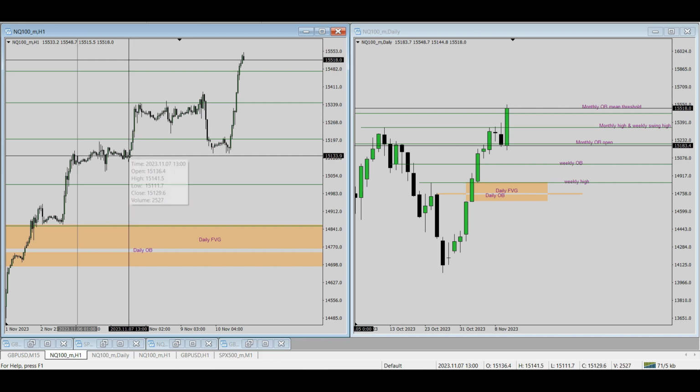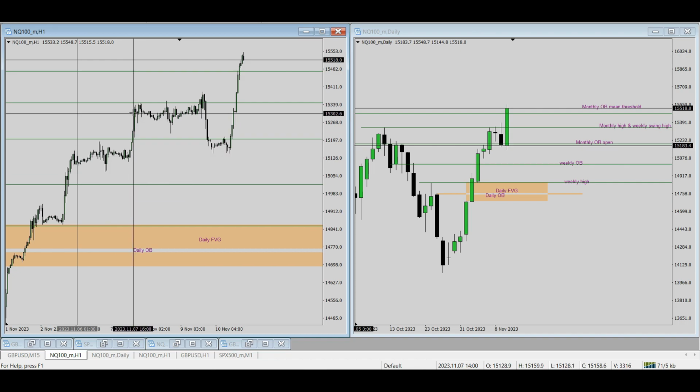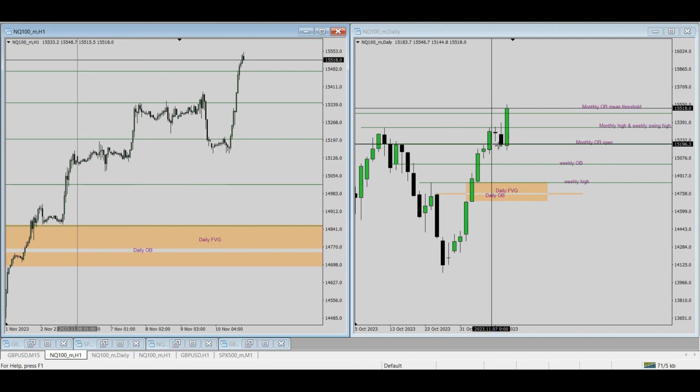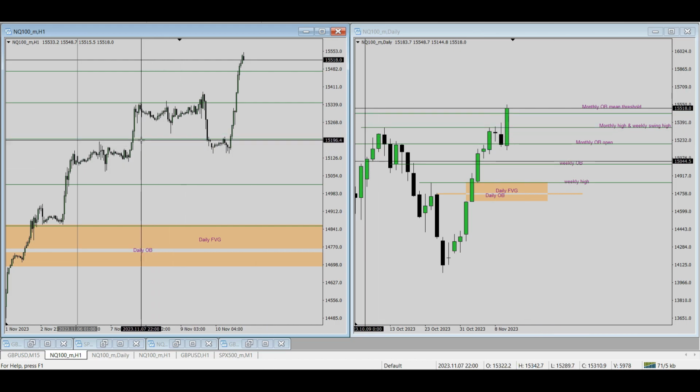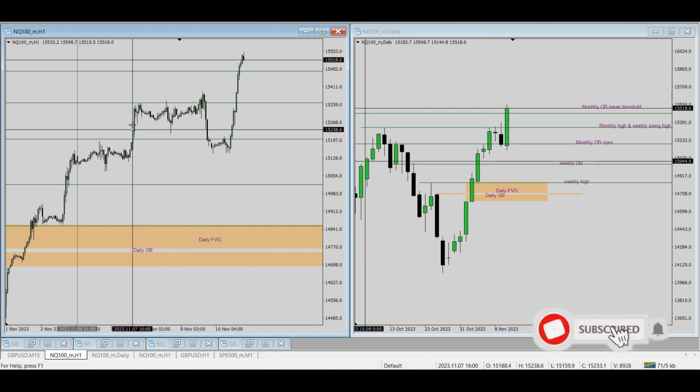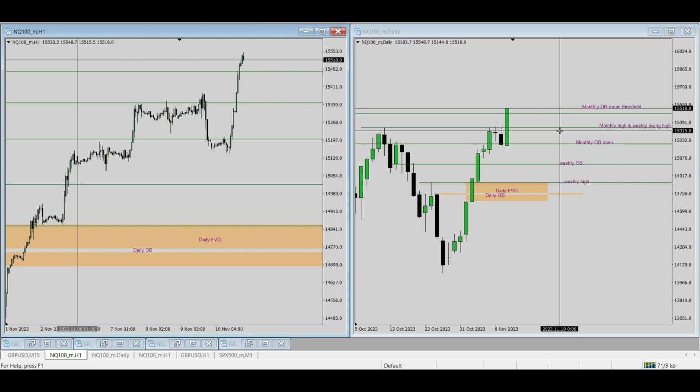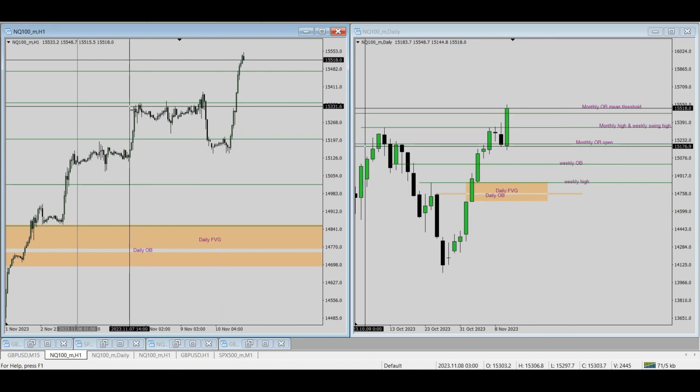So all of a sudden, going into this particular day, we saw an impulse price run to the buy side. Now, this impulse price run broke this particular monthly order block open. In other words, this monthly order block open, which was this particular line, was not respected at all. Price tore through it all the way to the monthly and weekly high. So the monthly high and the weekly swing high, which is this particular area right here.